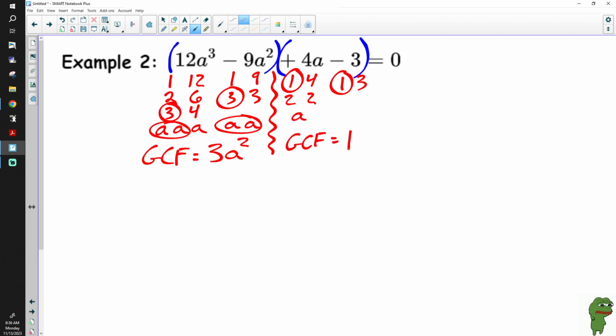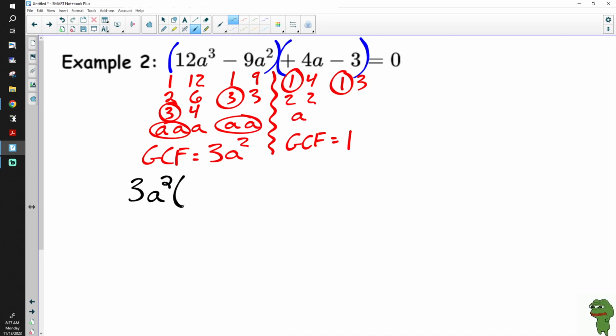So you grouped it. You found the GCF. Now before we divide out, are there any questions? Okay. Let's divide our front number and take out our A's. So we have 3A squared in front.